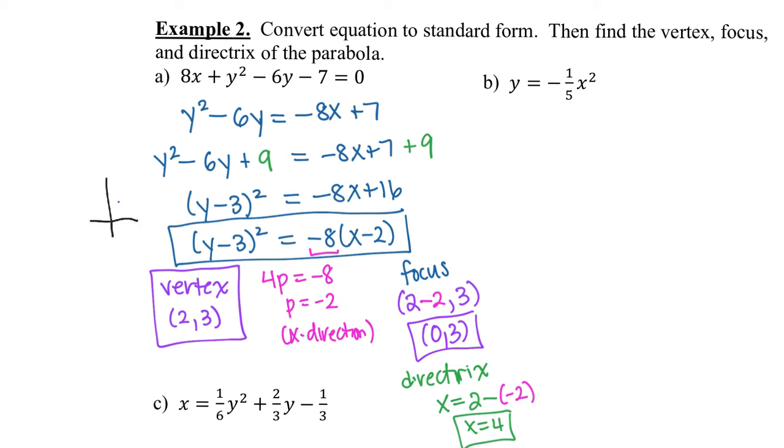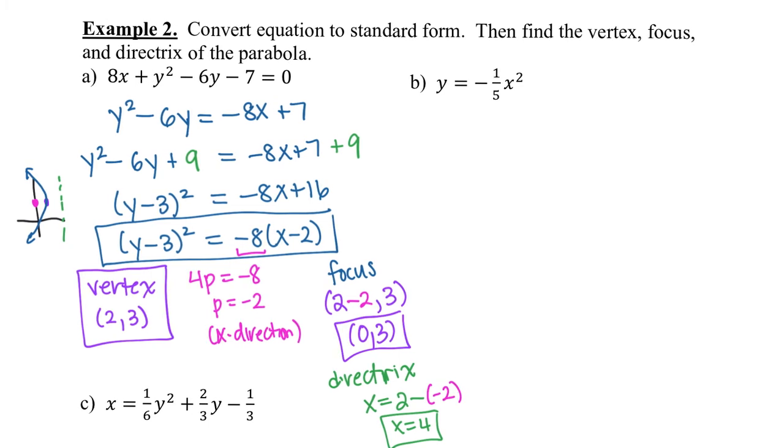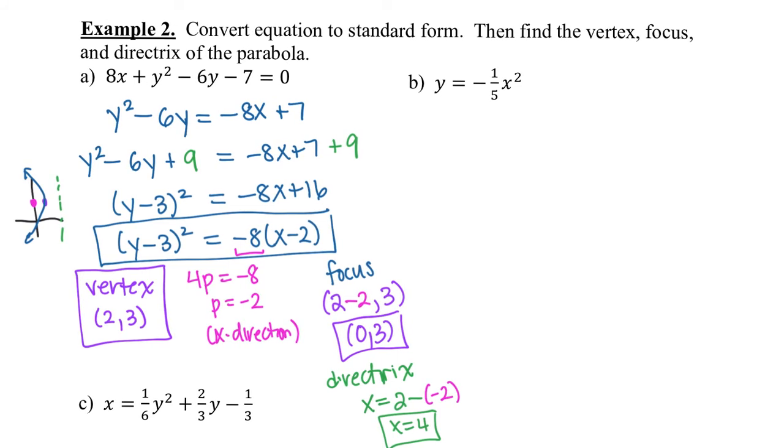So the vertex 2, 3, say it's up here. My focus is 0, 3, which is over here. My directrix is x equals 4, which is over here, which means my parabola is looking something like this. And I can see it looks like it's spaced out properly. So you don't have to draw it unless it tells you to, but I can kind of tell everything's matching up the way I want it to.